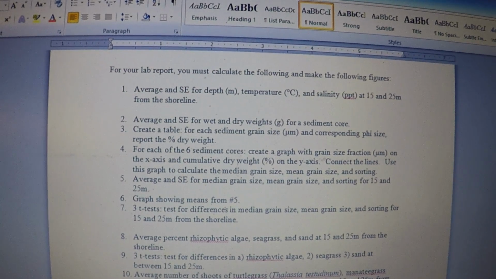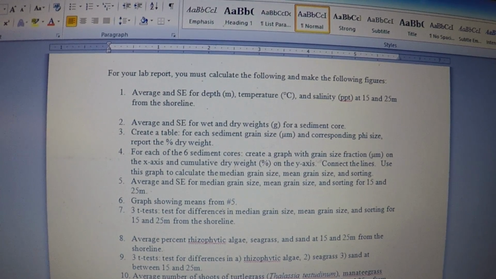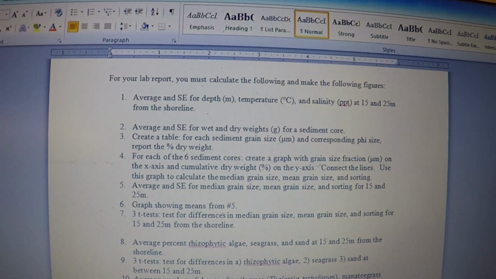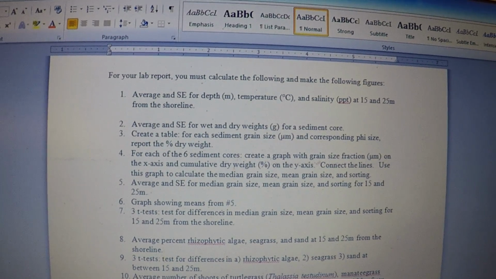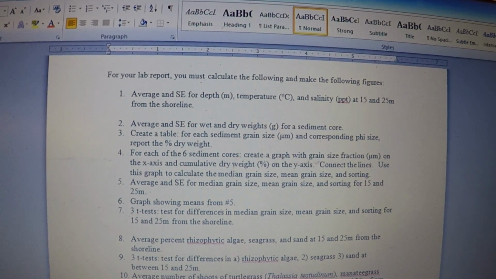So, for instance, at the top of the table, you might have the sediment grain size, and below that the phi size, and then below that you're going to go ahead and have the percent dry weight for each one of those categories for each one of your 6 cores.